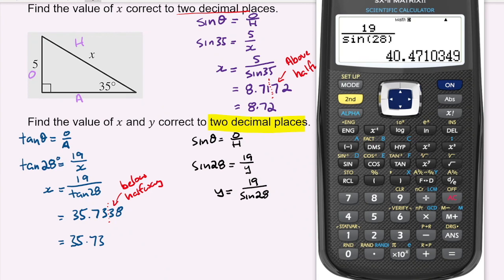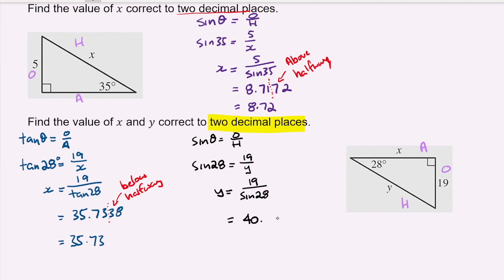And there we have it, 40.4710. Go to my second decimal place. Once again, below halfway. So I get 40.47 units. That's it. That's all there is to it. Good luck with those questions. See you in the next video.